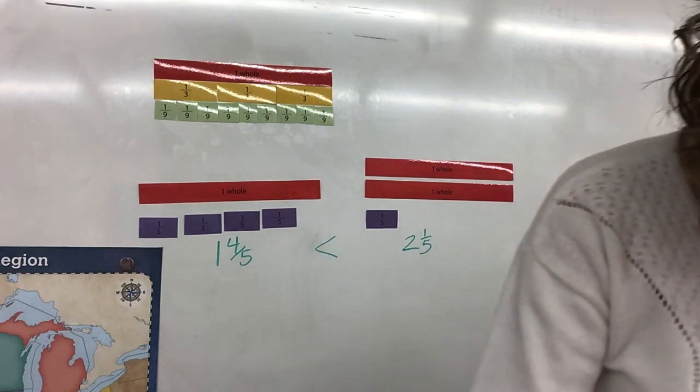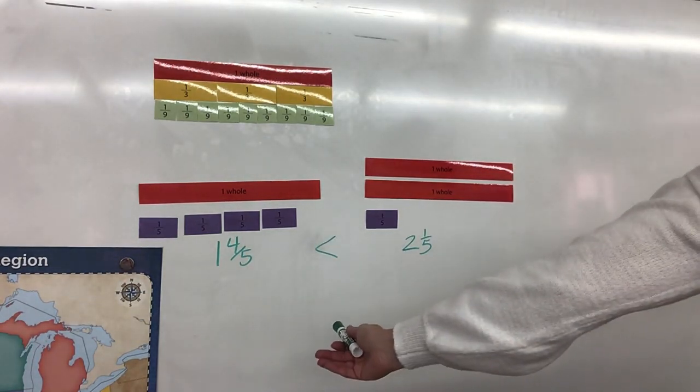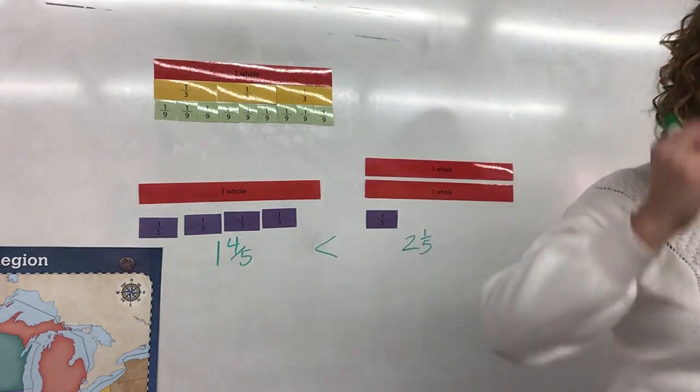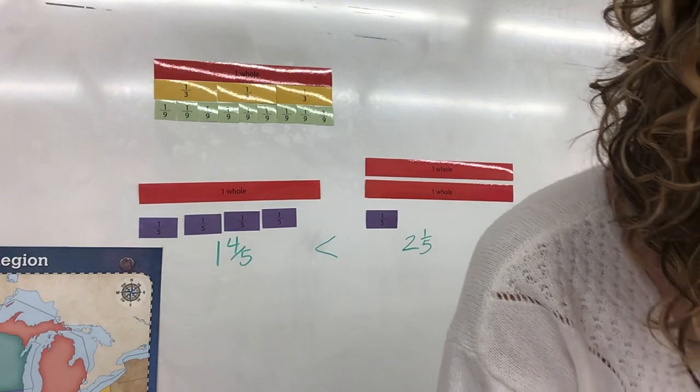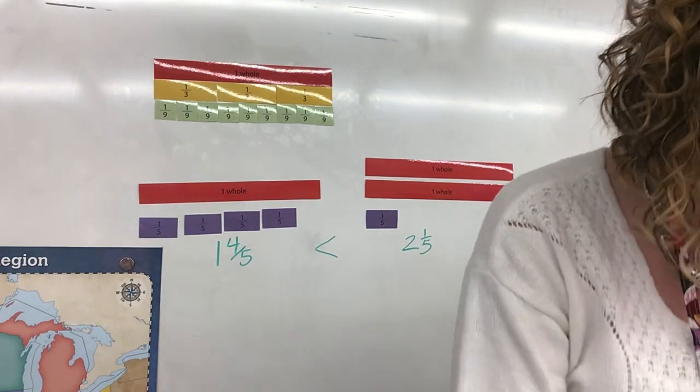All right, so now let's decide which one was greater. Which one was greater? 2 and 3/6. Very good. The one that has 2 whole ones colored is obviously greater. So you're going to have 1 and 4/6 is less than 2 and 3/6.